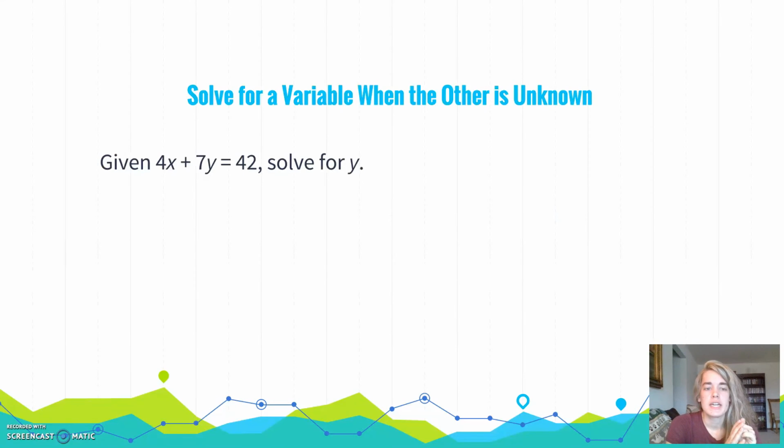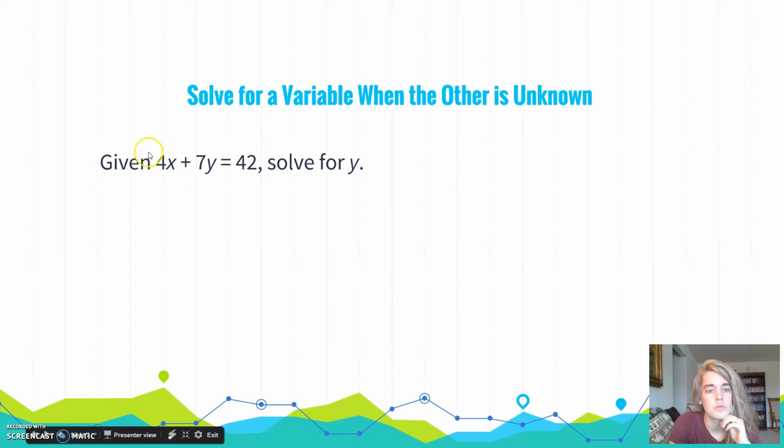So in this one, it says 4x plus 7y equals 42, and I say solve for y. Notice now, though, how I did not give you x. You still need to solve for y. Well, in this case, just like earlier, that used to be a 36 because I gave you a value and we were able to subtract it from both sides. You can do that here with a variable.